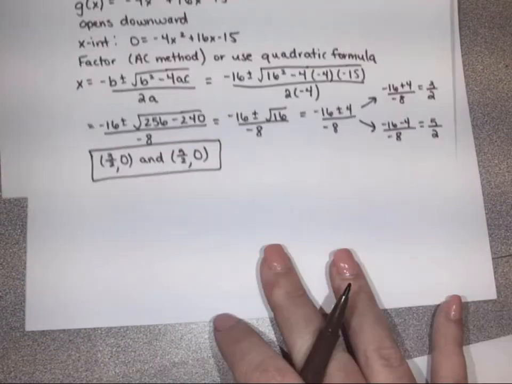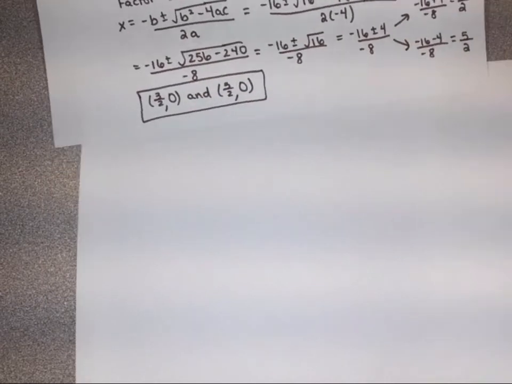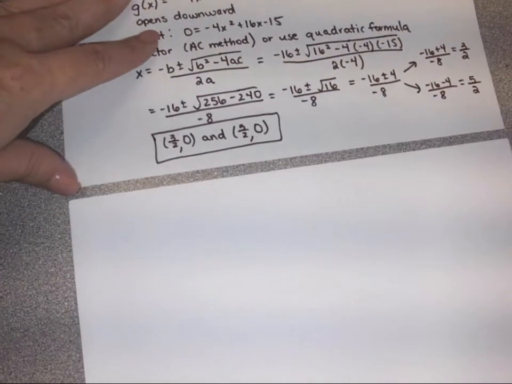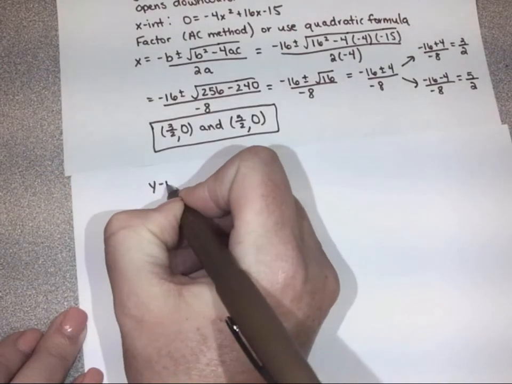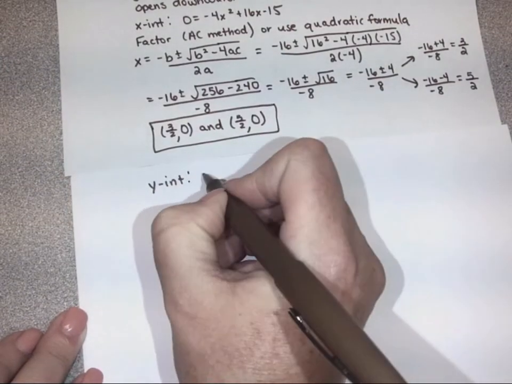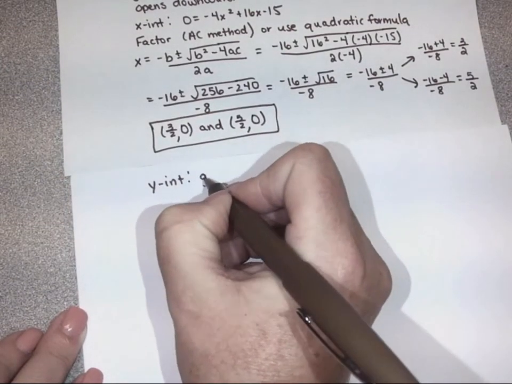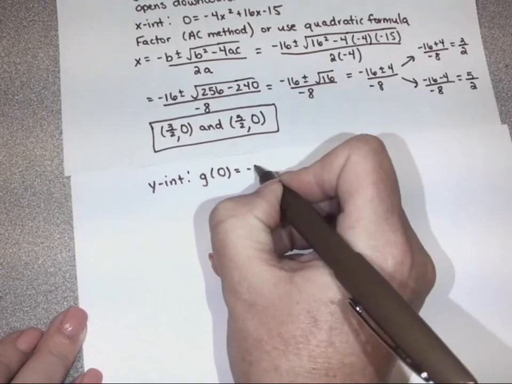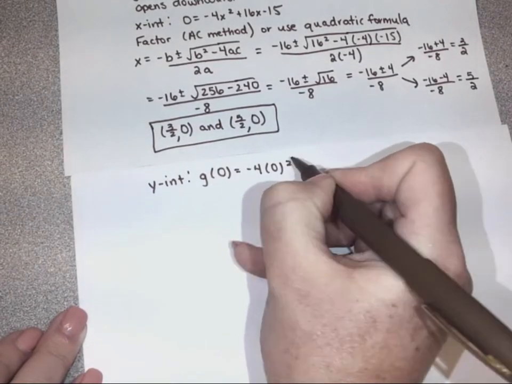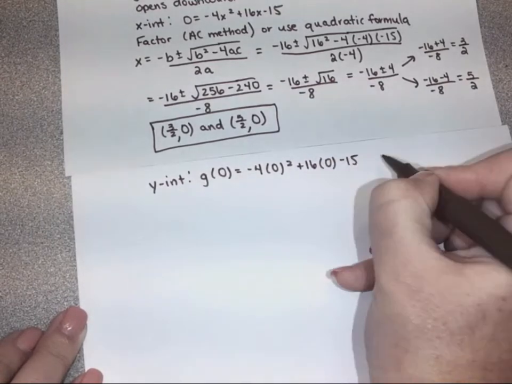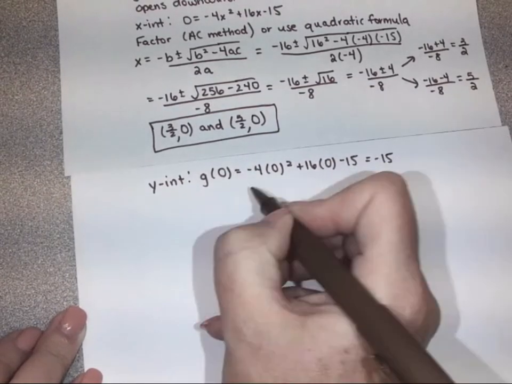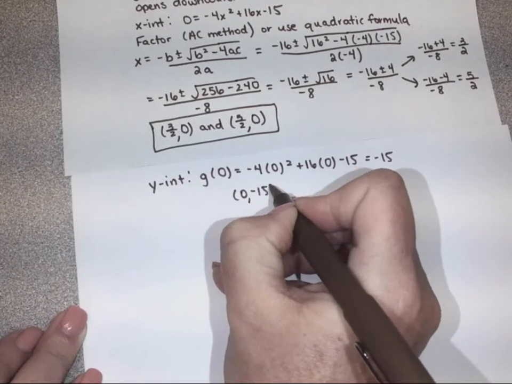Okay, so that's x-intercept. So let's do y-intercept. X-intercepts are usually the most time-consuming parts. The y-intercept comparatively is usually super fast. So we're going to set x equal to 0, right? So we get negative 4 times 0 squared plus 16 times 0 minus 15. So we end up getting negative 15, or the point 0, negative 15.